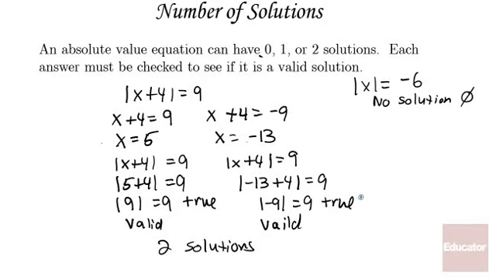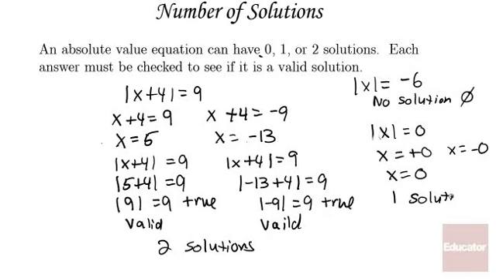The situation where you can get one solution is if you end up with the absolute value of x equals 0. So if I went to solve this, I'd say x equals plus 0 and x equals minus 0, but that really doesn't make sense. There's just 0. So therefore, there's only one solution, x equals 0. So here I have one solution. So three possibilities: no solution, one solution, or two solutions.